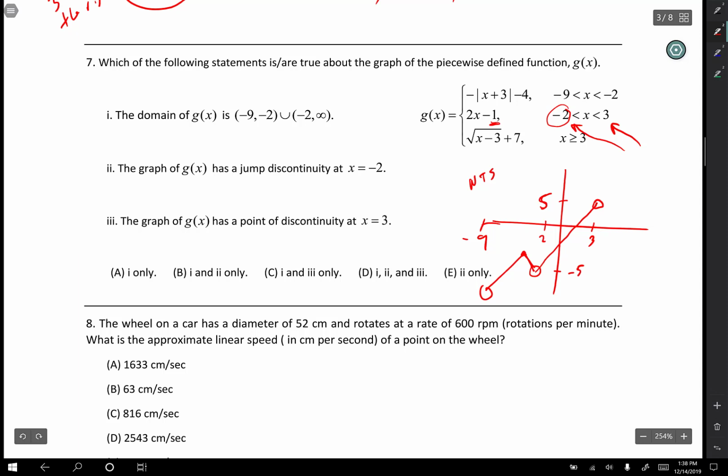So 3 minus 3 is 0. The square root of 0 is 0. 0 plus 7 is 7. So I start at the point (3, 7). I'm going to say that's 7. And it's just a square root function, so it looks something like that.